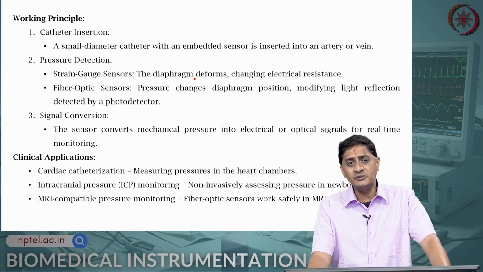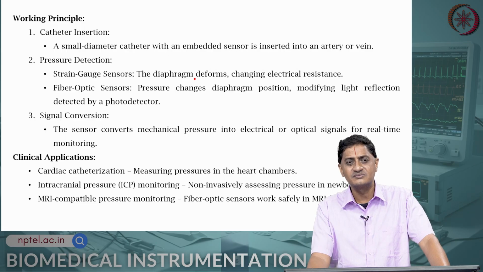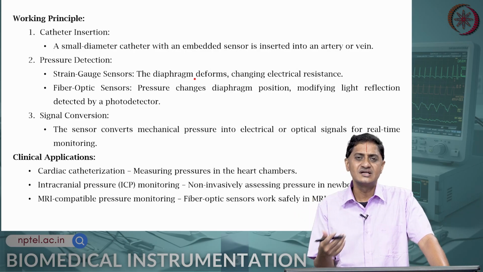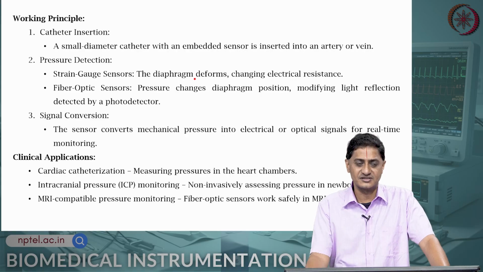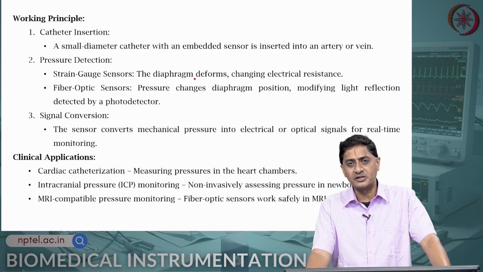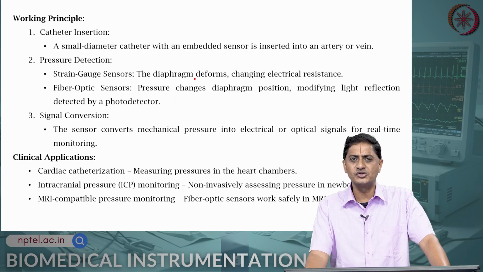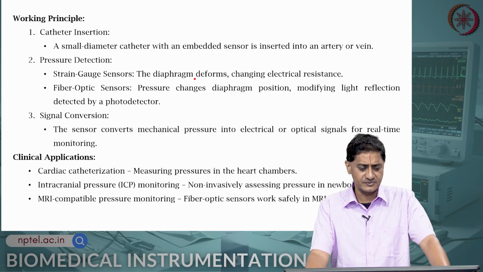Also, in the optical case, the pressure change essentially changes the position of the diaphragm, thus changing the reflection characteristics of the light that is incident, and the photo detector that is used detects the changes in the reflection characteristics. These sensors convert this mechanical signal. What is the mechanical signal of interest? In this case, the mechanical signal of interest is the pressure, into electrical or optical signals. The optical signal can further be converted into electrical signal for real time monitoring.